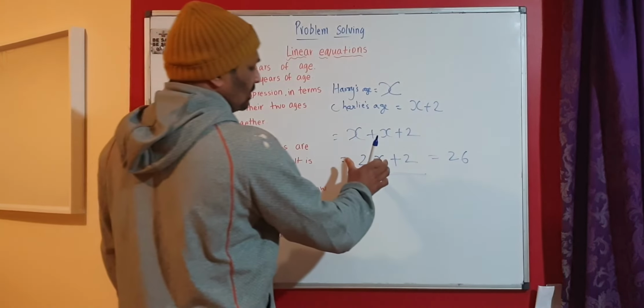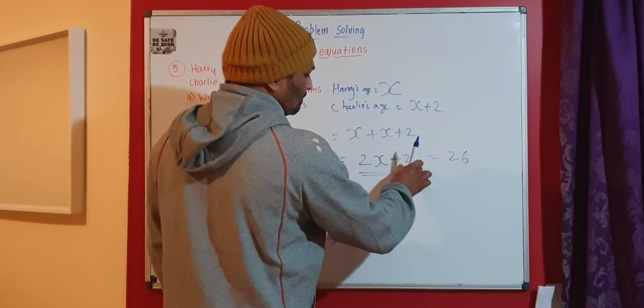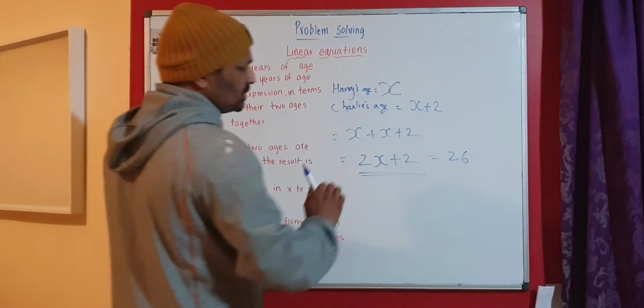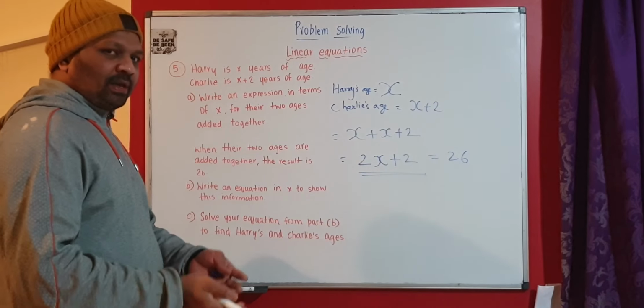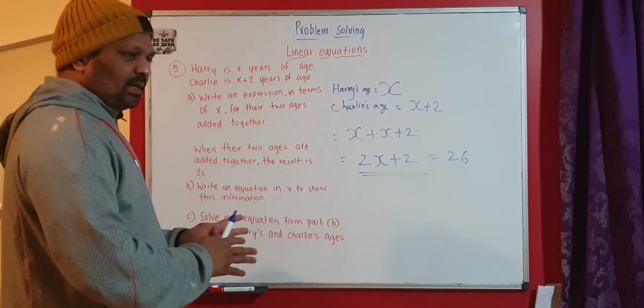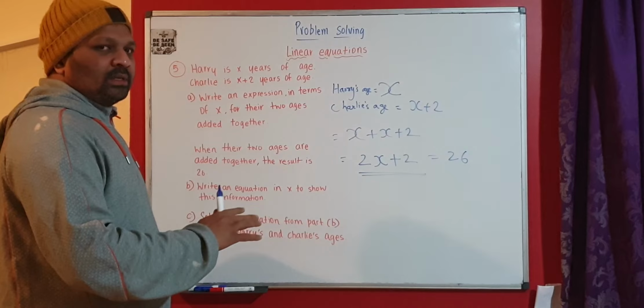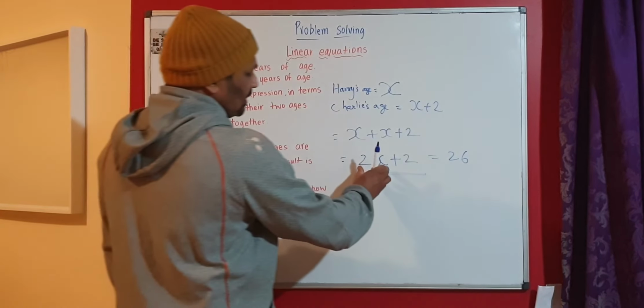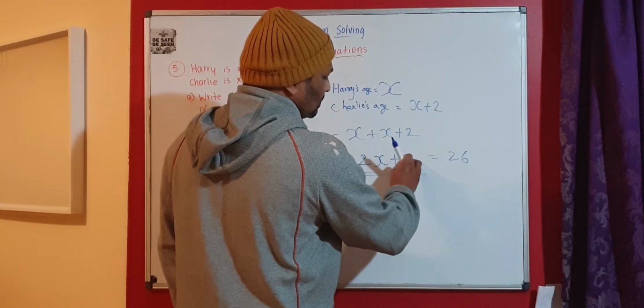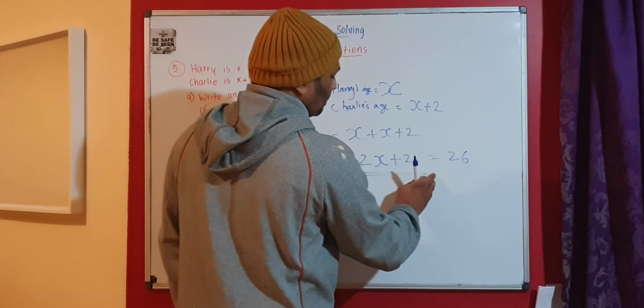So we have a 2x term, we have 2, we have 26. As usual, try to bring the terms that have variables in them to one side, and the terms that are constants to the other side of the equal to symbol. So 2x is already on the left side, and 2 is here, and you try to take it to the other side of the equal to symbol.